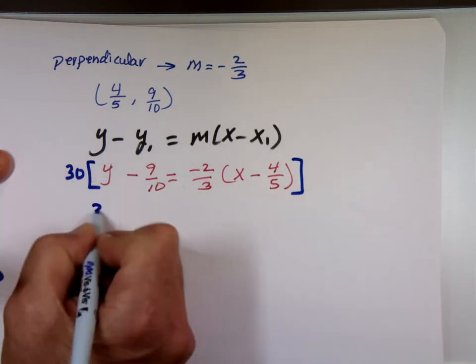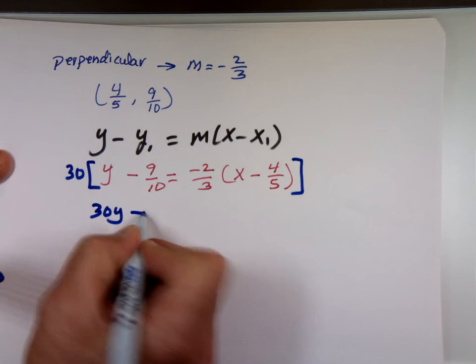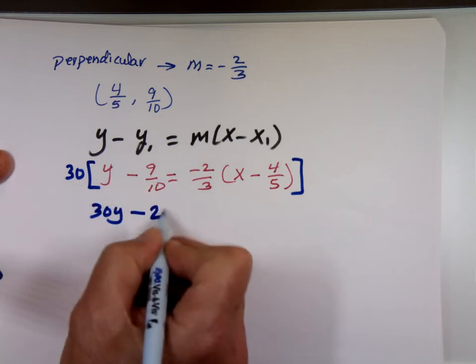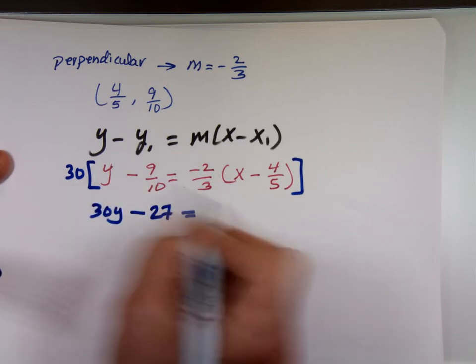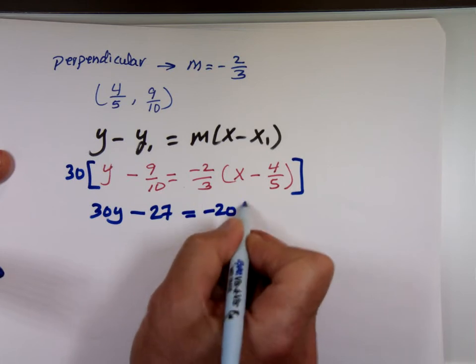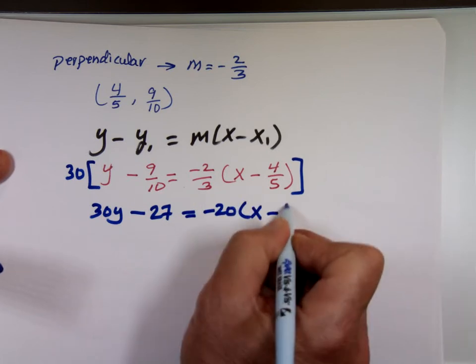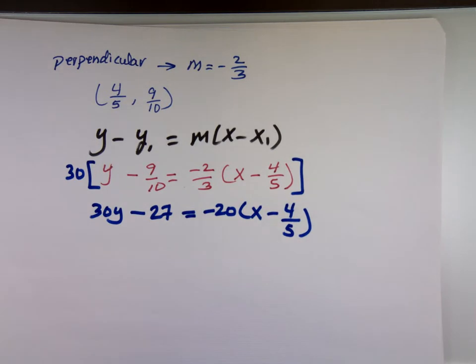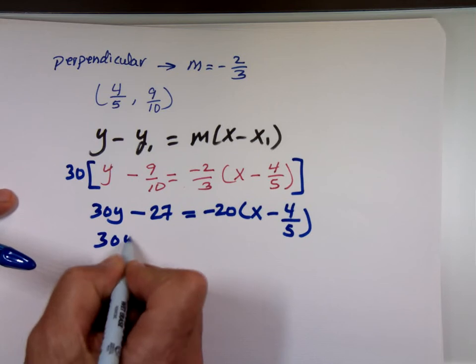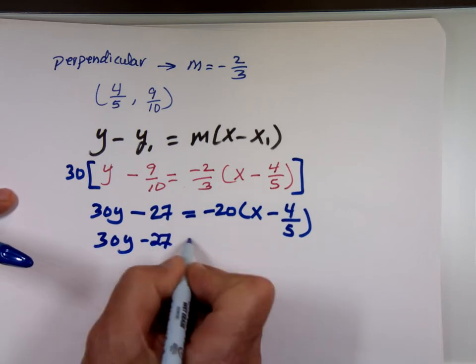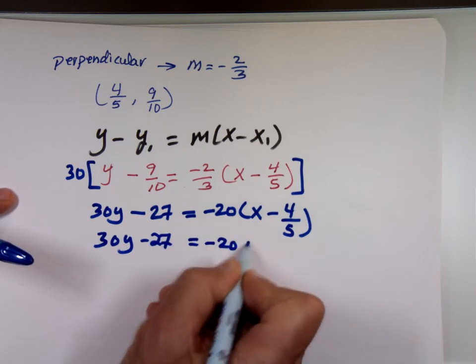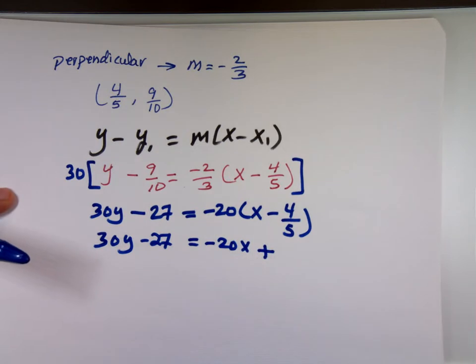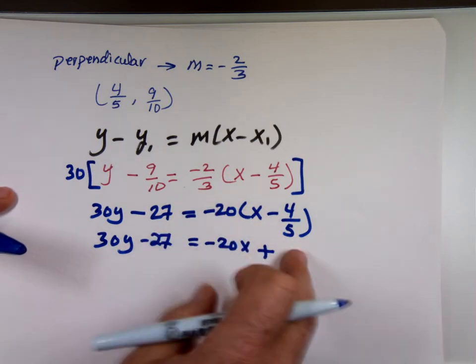30y minus, that's 3 times 9, 27. That'll be negative 20. I'll multiply it after. 30y minus 27 equals negative 20x plus, what's 20 by 5? Is that 4? 4 times 4 is 16.